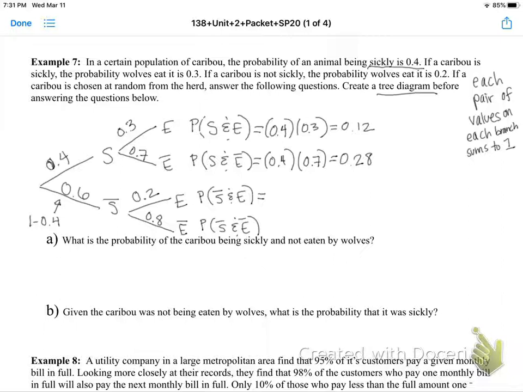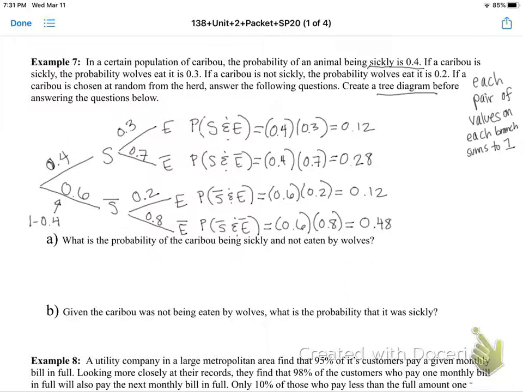Okay, so the next one we start with our not sick. I want us to emphasize here that we're changing to the 0.6 because now I'm on the not sick bottom branch. I'm going to multiply this one by the probability it was eaten. So that's 0.6 times 0.2, which gives me 0.12. I'm going to go down that route one more time. So we've got 0.6 again because it was not sick, but this time we multiply by the probability that it was not eaten given it was not sick. And here we have a much higher probability of 0.48.